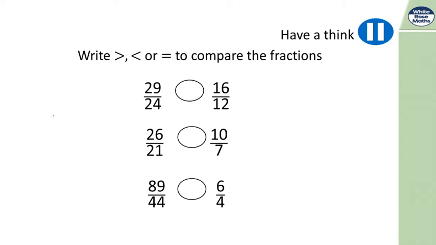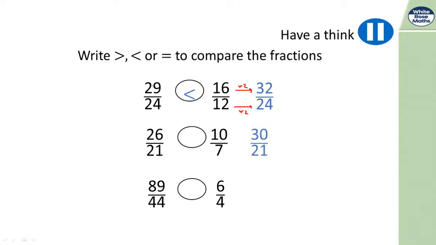Okay, let's go through these. So we have 29/24 compared to 16/12. 16/12, if you times the top and the bottom by 2, you're going to work out that that is equivalent, equal to, or of the same value to 32/24, which is bigger than that. So 16/12 is bigger.